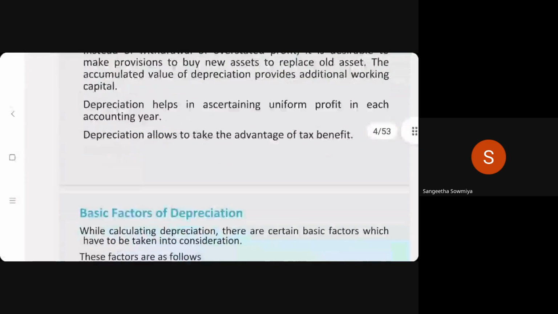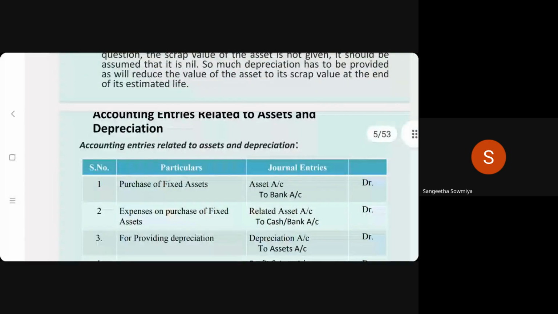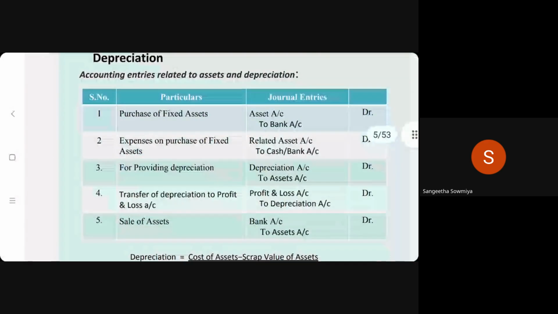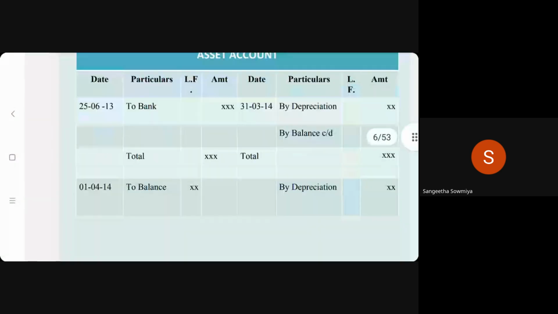So for this depreciation we have to find out what is the value that is to be treated as an expenditure, and that should be deducted from the respective assets, and also we have to show it in the profit and loss account debit side. How is it to be calculated? There are various accounting methods. Journal entries related to depreciation I have given here.